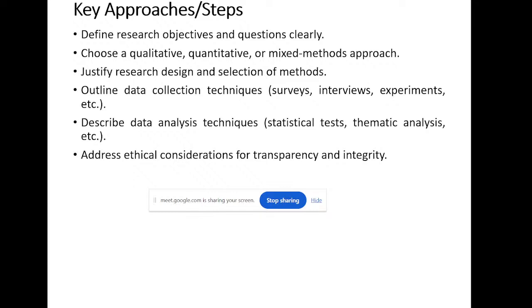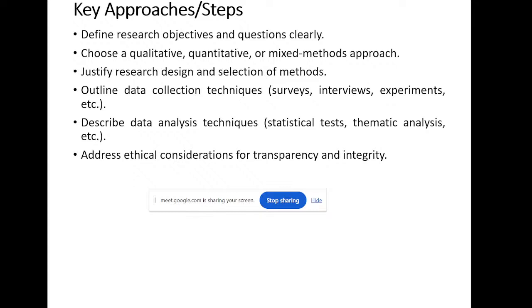And then of course the third point, which is very key, is you need to justify your research design and selection of methods. And remember, the third step is guided by the first step, where your methodology and your objectives must be clear. And then as you develop a methodology, you need to ensure that you outline your data collection techniques. Are you collecting survey data? Is it interviews? Is it experiment? Or is it secondary data that you're going to model with regression analysis?